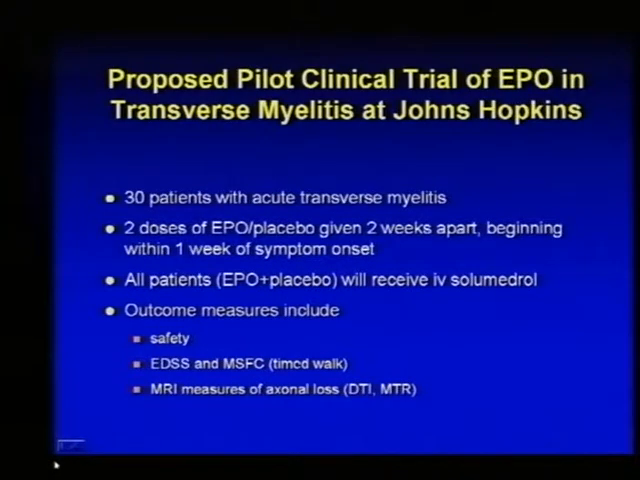We'll use outcome measures that are fairly conventional, like the EDSS and the MS functional composite. And also, we'll be using some of these new exciting imaging parameters that Hugo Moser had earlier talked about, the so-called DTI and MTR imaging, which look at axonal integrity in the spinal cord. So really, that's it. Thank you.